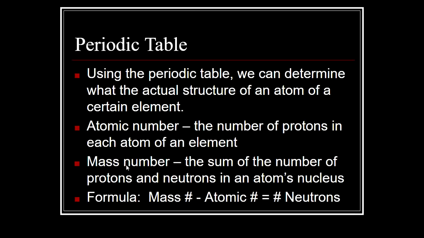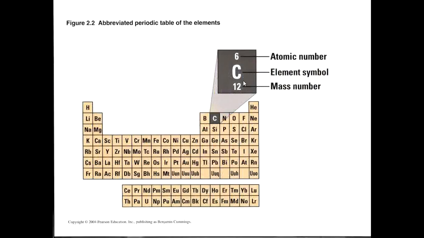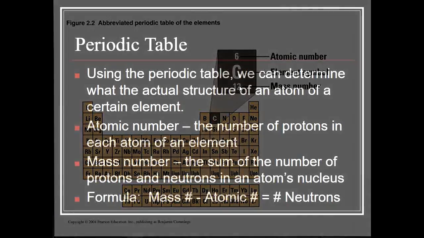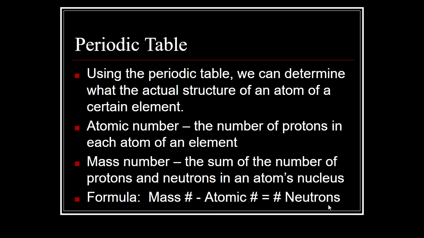The mass number tells me the weight of the nucleus, and here the mass number is 12. The atomic number tells me how many protons, and the mass number tells me the protons and neutrons together, so I can do a simple subtraction problem to determine how many neutrons there are. I just ask the man: mass number minus atomic number gives me the number of neutrons.